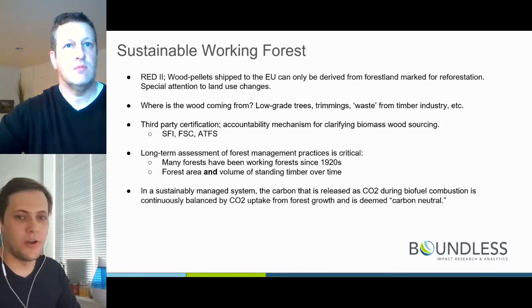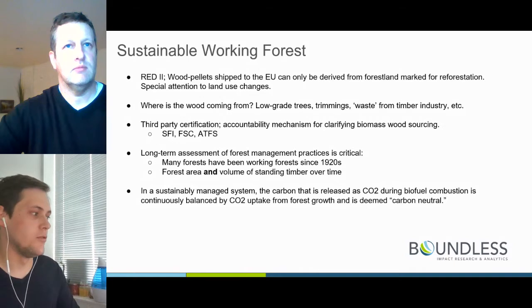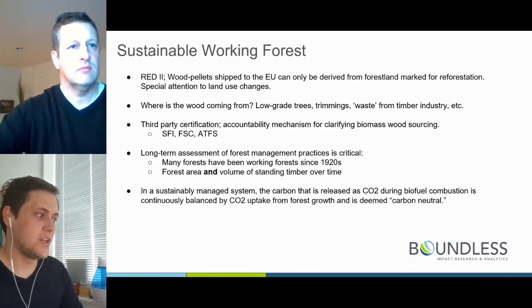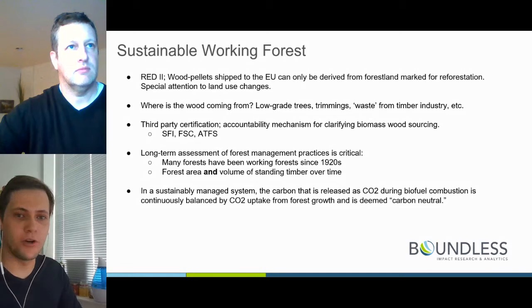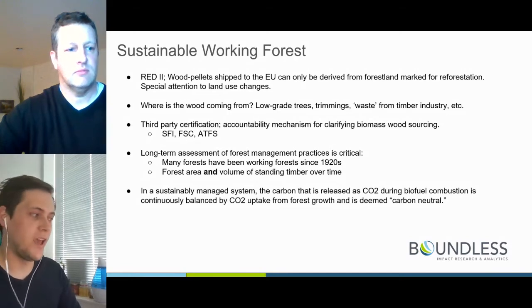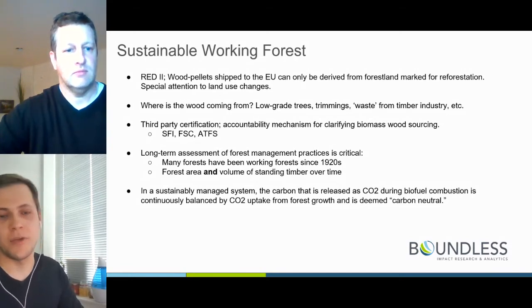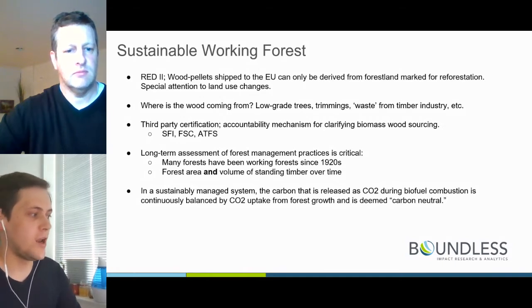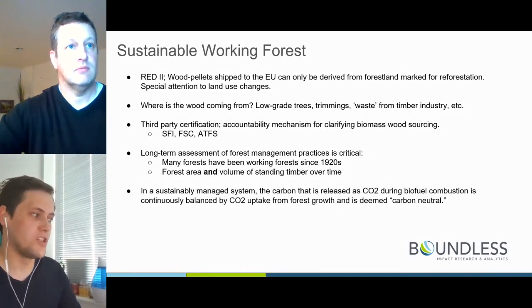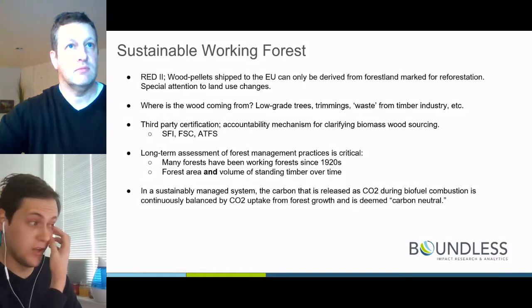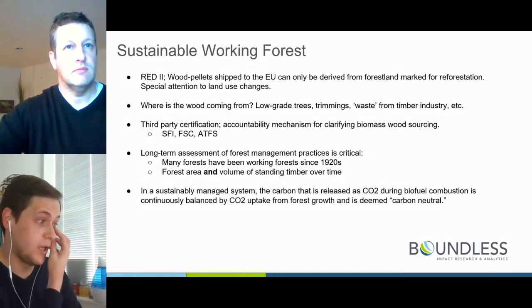And then another point is that to be able to say something is long-term sustainable, you need to look at the long-term assessment of a forest managed. And what's interesting is that a lot of these forests that are currently being used as biomass have been working forests since the 1920s. They're not wild forests that are being cut down and regenerated. They are already working forests. And over time, it's important to look at the forest area and the volume of timber over time.